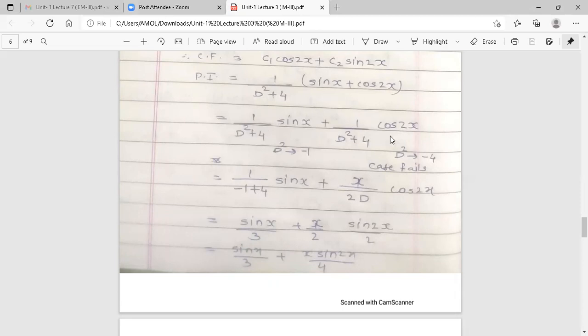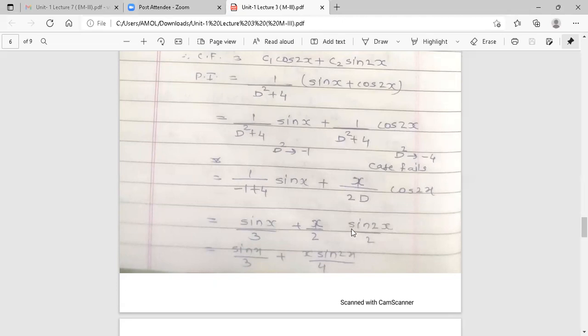Now the second term, the function is cos 2x. The same rule is there for the cos function also. The coefficient of x is here 2, so the value of a is 2. The square of a is 4. Replace your D square by minus 4. If we replace D square by minus 4, plus 4 gives 0. The case fails. So multiply the numerator by x and then take the derivative of the denominator.